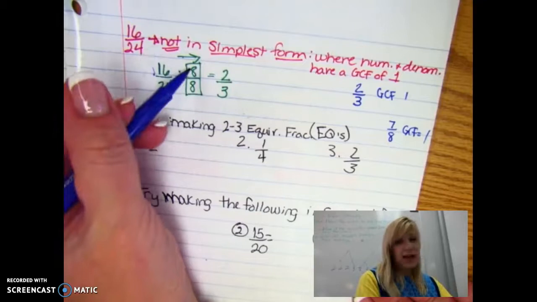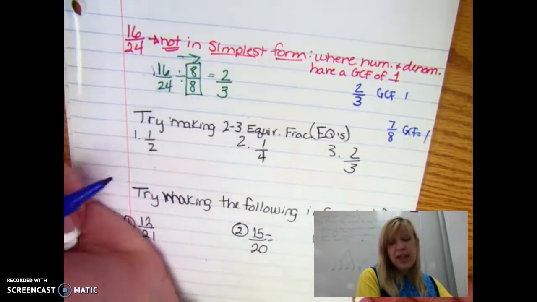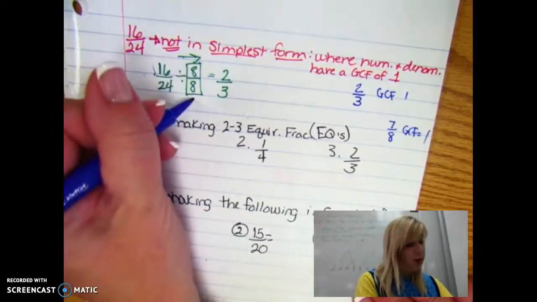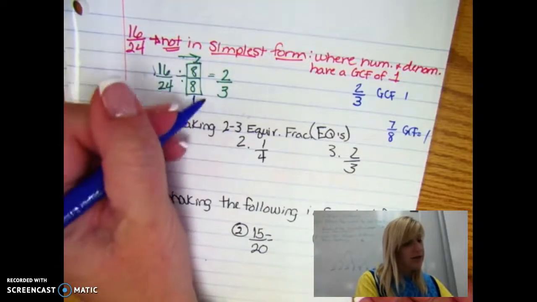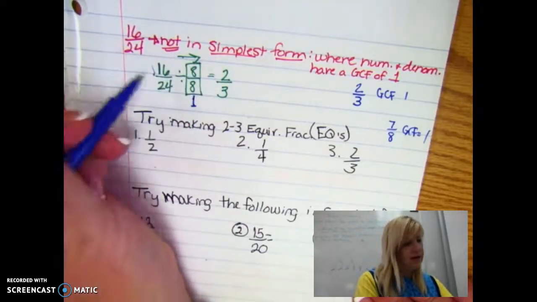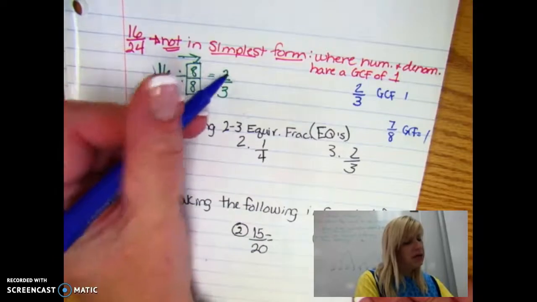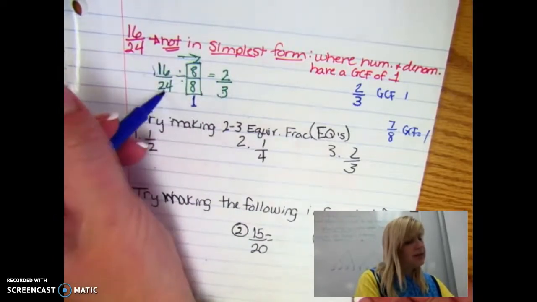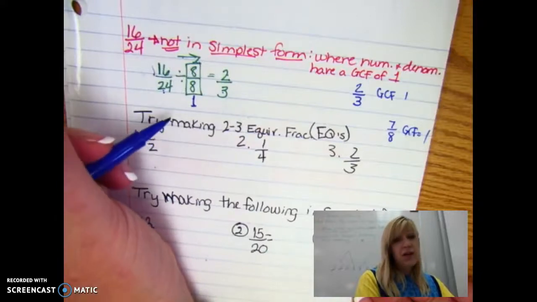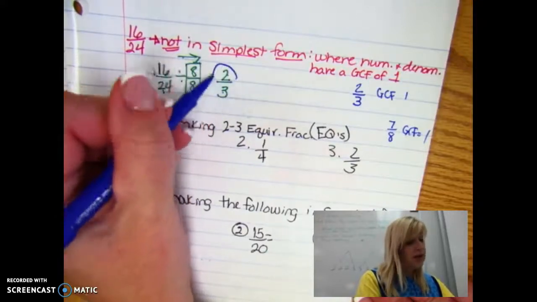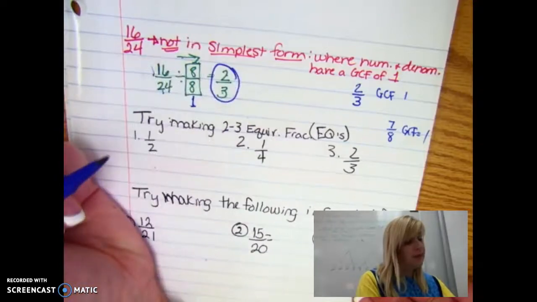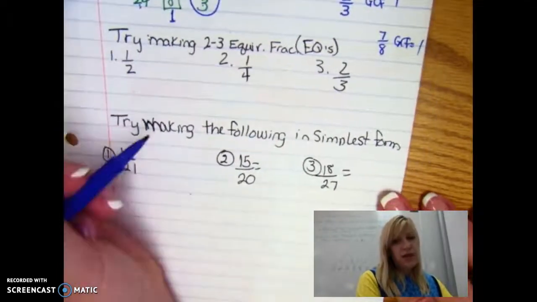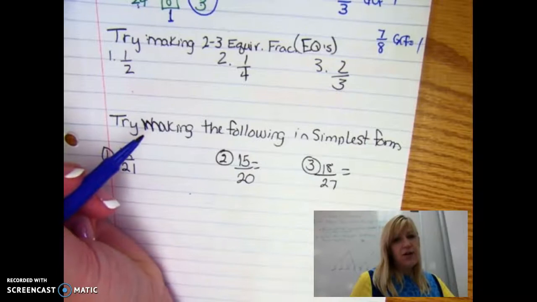So I'm going to divide it by 8 over 8, which is again a fancy form of the number 1. I draw a box around it to make it look like a thick one. So if I divide 16 by 8, I get 2. 24 divided by 8, I get 3. So the simplest form of 16/24 is 2/3.